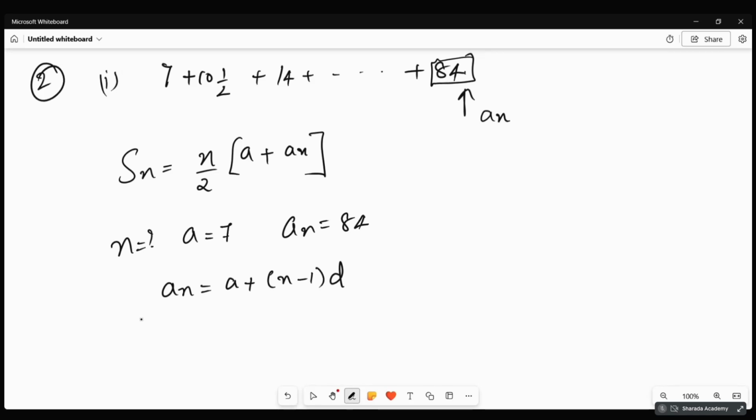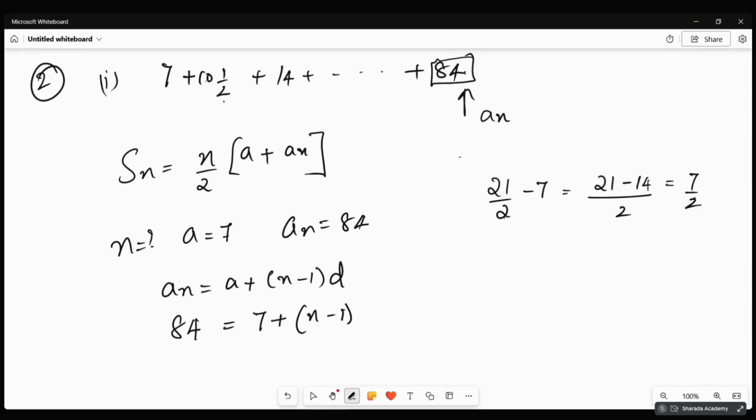Until how many terms we have? An is 84. That is equal to a, which is 7, plus n minus 1 into d. What is d here? 10 1 by 2 means 21 by 2. 21 by 2 minus 7. So what you will get here? 21 minus 7 twos are 14, so 7 by 2 you will get. So d will be 7 by 2. Difference: 10 1 by 2 minus 7. 10 1 by 2 I can write as 21 by 2. So 21 by 2 minus 7, you will get 7 by 2. LCM I have taken and separated.